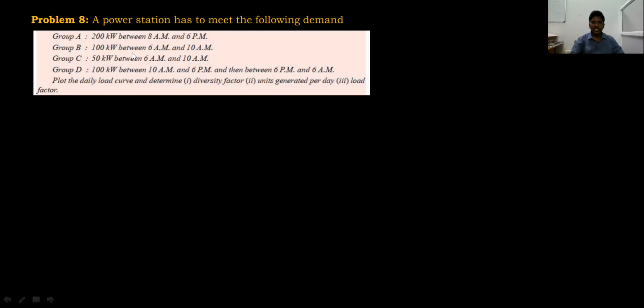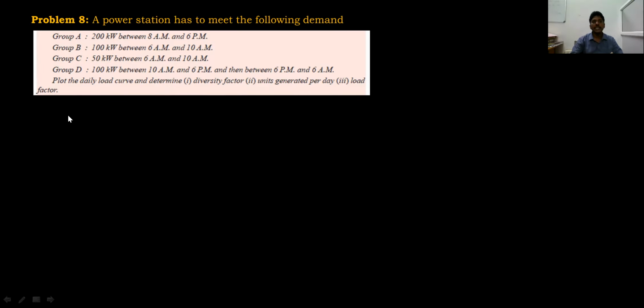And next one: a power station has to meet the following demand. There are 4 consumer groups: Group A, Group B, Group C, Group D. Group A, 200 kilowatts between 8 a.m. and 6 p.m. Group B, 100 kilowatts between 6 a.m. and 10 a.m. Group C, 50 kilowatts between 6 a.m. and 10 a.m. Group D, 10 kilowatts between 10 a.m. and 6 p.m., and then between 6 p.m. and 6 a.m.